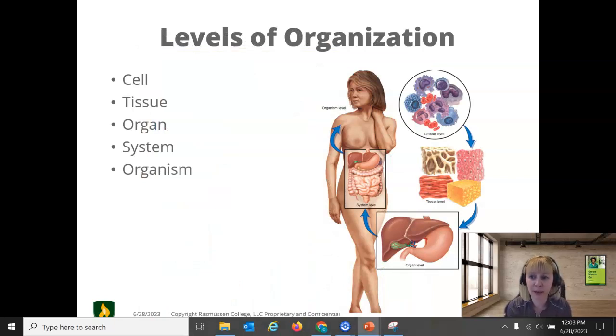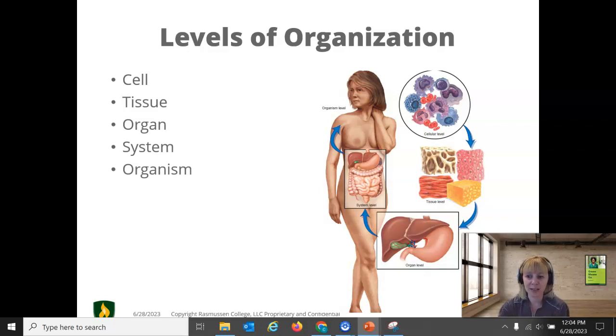The body is made up of several levels of structure and function. The first level, the smallest structural functional unit of life, is called a cell. Cells have many shapes and sizes, but they share three main parts: a cell membrane, a cytoplasm, and a nucleus. Cytology is the study of the body at the cellular level.